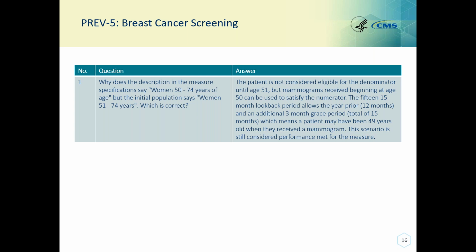The 15-month look-back period allows the year prior, 12 months, and an additional 3-month grace period, total of 15 months, which means a patient may have been 49 years old when they received a mammogram. And this scenario would still be considered performance met. Next slide, please.